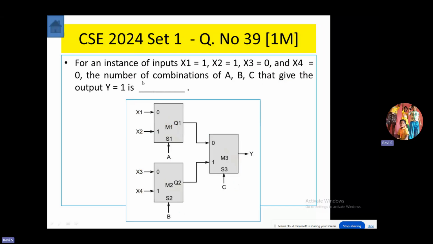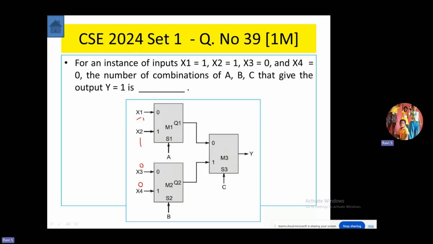Now, the question is, at a particular instance, data input X1 equals 1 and X2 equals 1. X3 must be considered as 0 and X4 also 0. So among the four combinations, X1 is 1. Similarly, X2 also 1. X3 is 0 and X4 also 0.